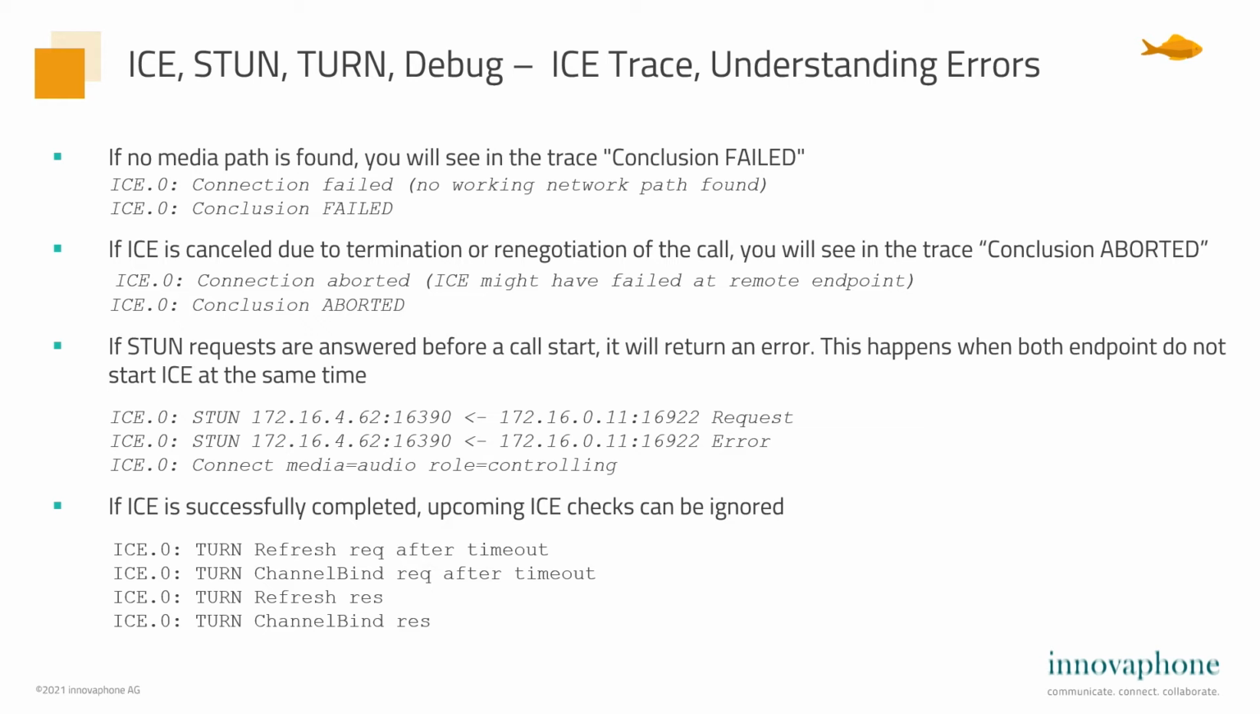Also, if both endpoints are using, for example, different STUN servers and one of them is slower than the other, they are not synced, so they cannot start the ICE and STUN request at the same time. Some of the endpoints can be faster than the others. Then you will also see this STUN error, which means that we need to restart this STUN request again. So don't worry if you see those kinds of errors. You just need to understand that they are not in sync, and one of them is faster than the other one.